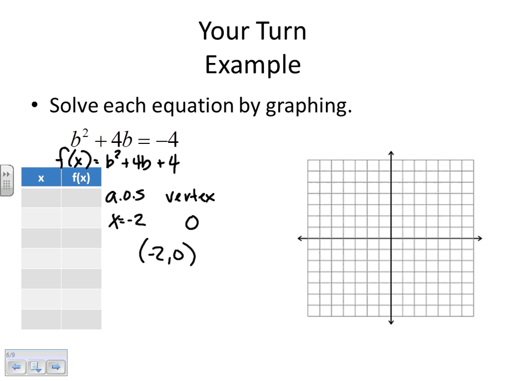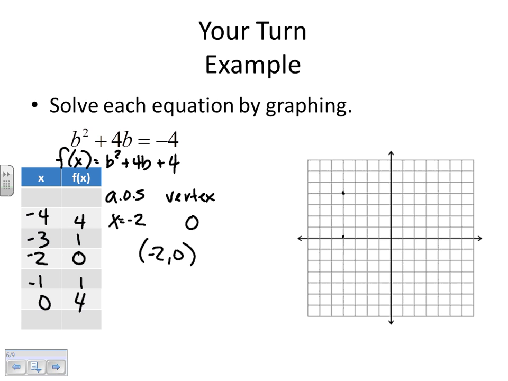So we come over to our chart here. We plug in negative 2 and 0. And we want numbers above and below, so we get negative 3, negative 4, negative 1, 0. When we plug in here, we get 4, 1, 0, 1, 4. Okay, so then we come over here and we plot our points.